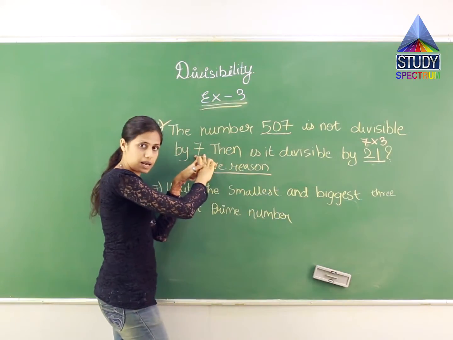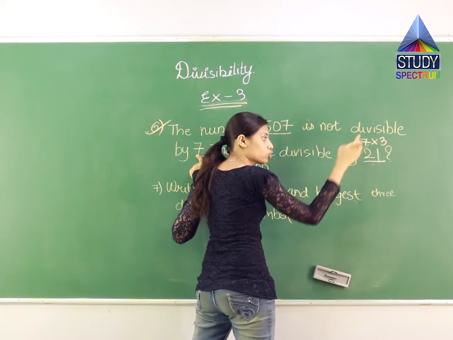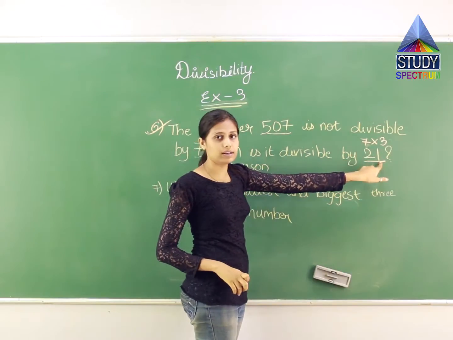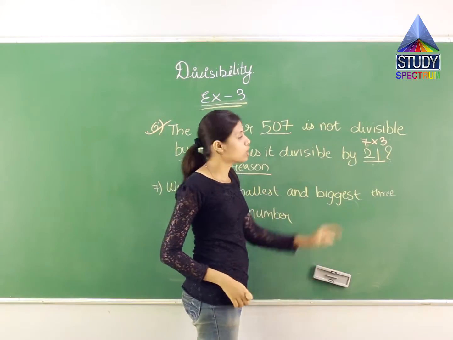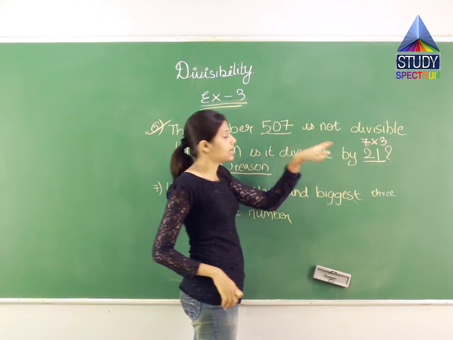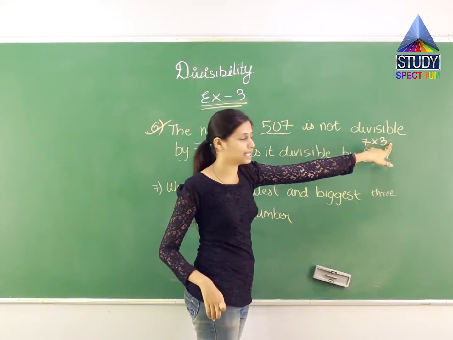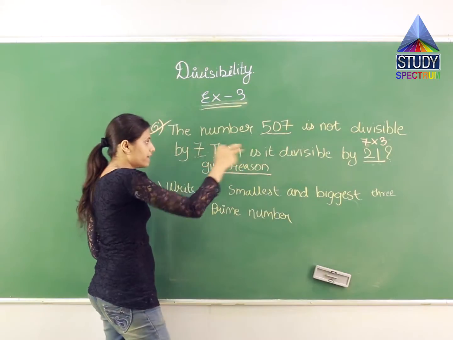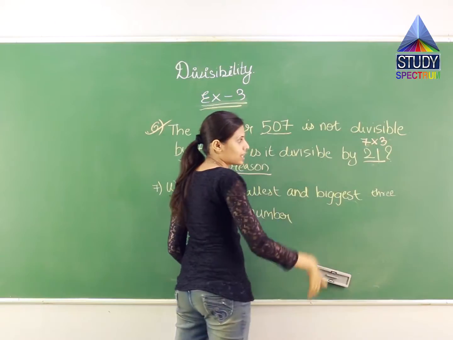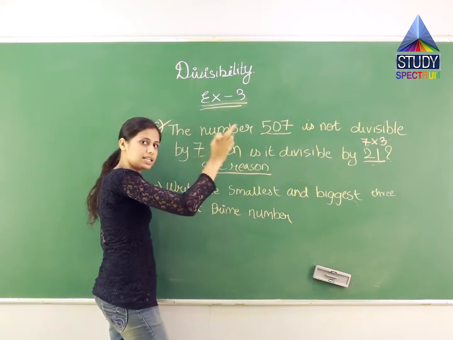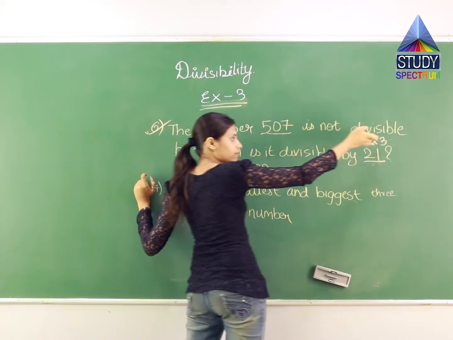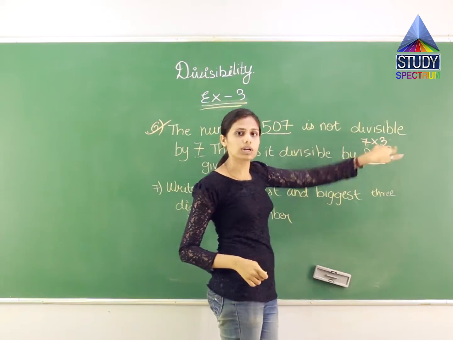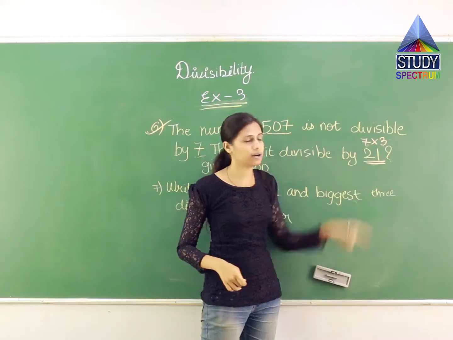If a number is divisible by 7 and also divisible by 3, then it will be divisible by 21. Getting it? When I break 21, it will be 7 multiplied by 3. So if 507 is divisible by 7 and also by 3, then I can say that this number is divisible by 21. But here, 507 is not divisible by 7, that is given in the question. Even though 507 may be divisible by 3, it cannot be divisible by 21, because it should be divisible by both factors: by 7 and also by 3.